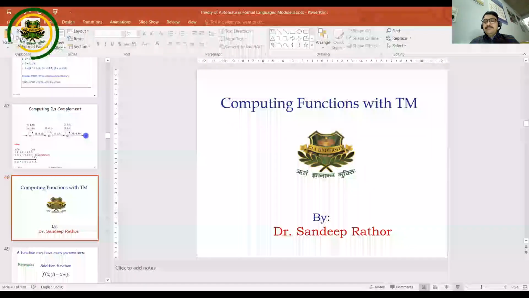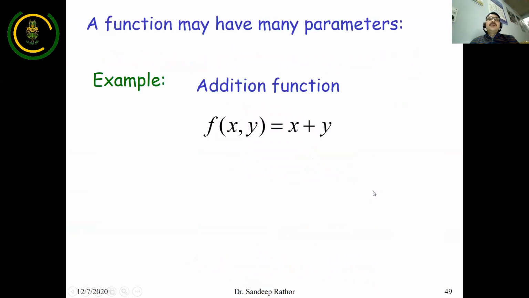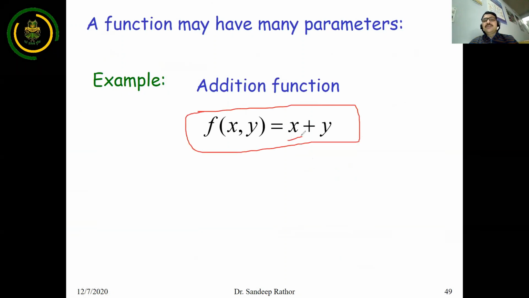Or f(n) = 2n, likewise. So in this situation, how can we construct the Turing machine? The addition function can be used to add two numbers. So how can we construct the Turing machine for that function? The purpose is, these numbers x and y are given to you, and now you have to perform the addition. This is the actual problem at the time of constructing this particular machine.